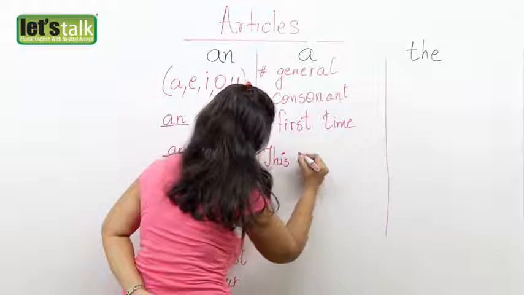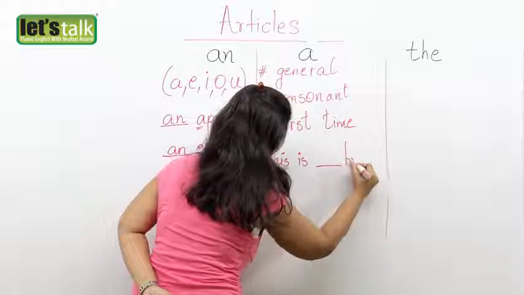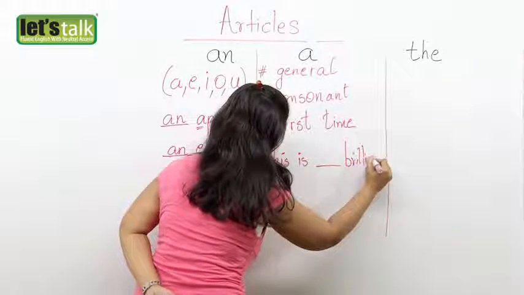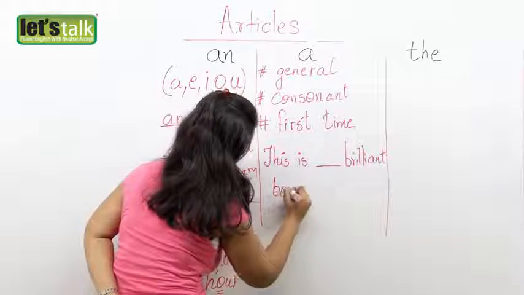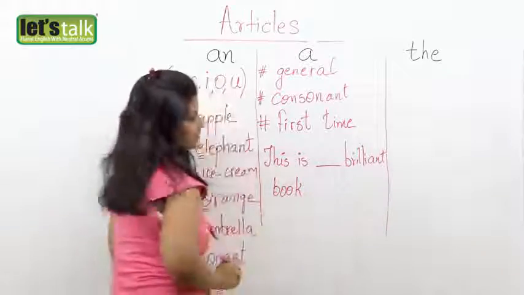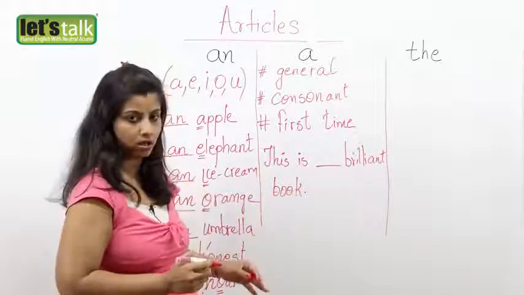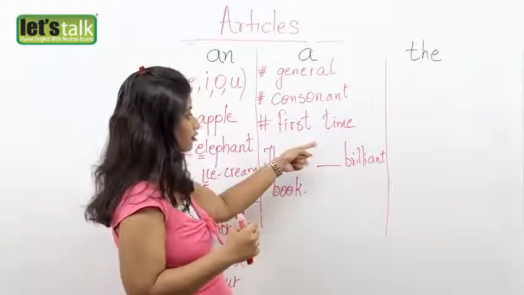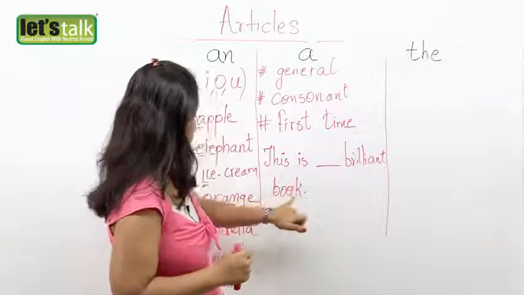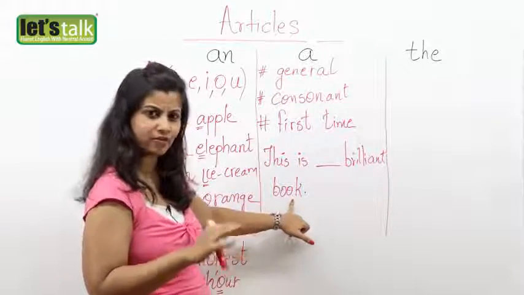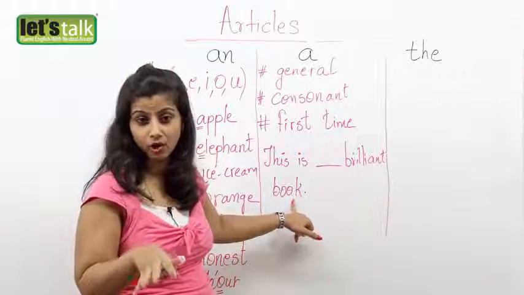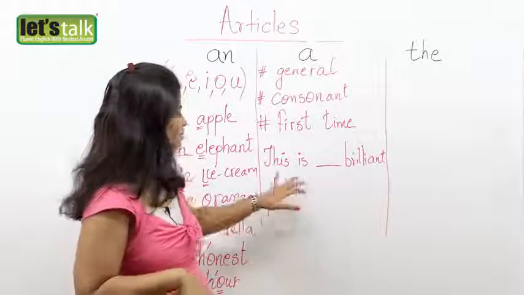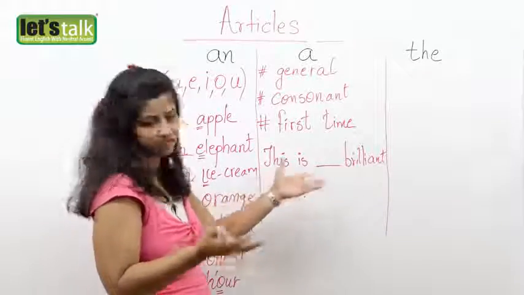This is a brilliant book. So when I'm saying this is dash brilliant book, obviously now you have to relate to these. I am talking about a book in general. Am I telling you about a Shakespearean book or a particular novel? No, I'm not. I'm telling you that this is brilliant book.